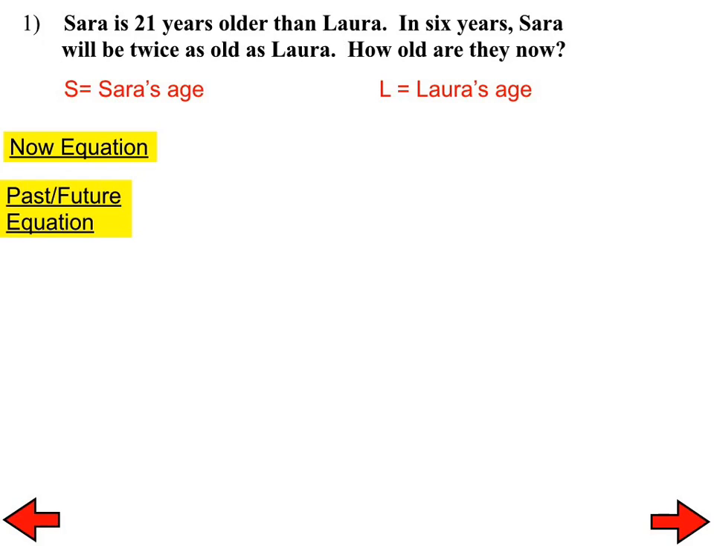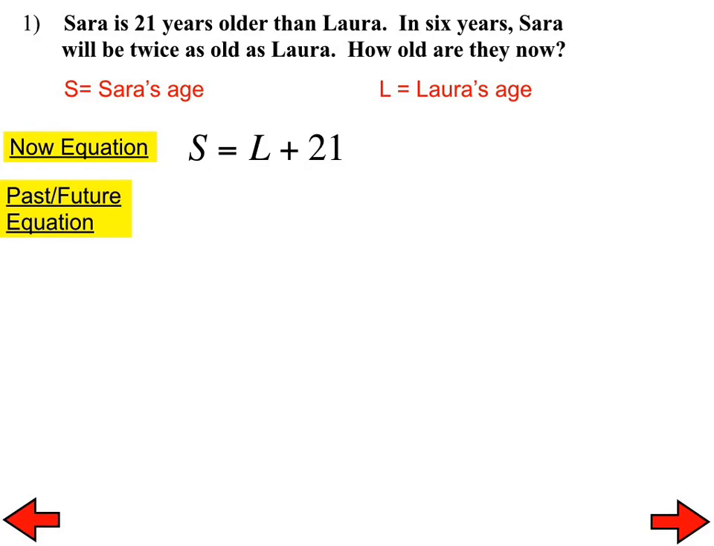So for the now equation, it would look like this. S equals L plus 21. Because I know that Sara is 21 years older than Laura, so to make sure that they are equal, I would have to add 21 onto Laura's age so that they would be equal to each other. And if you think about it, that's kind of like some of those problems that we've dealt with in the past. Now, the past or future equation.